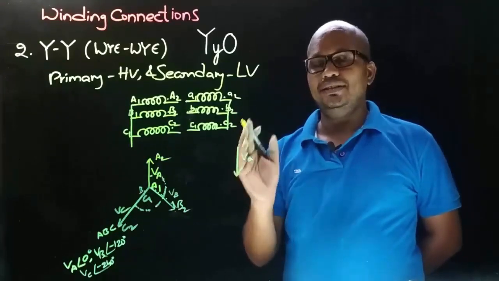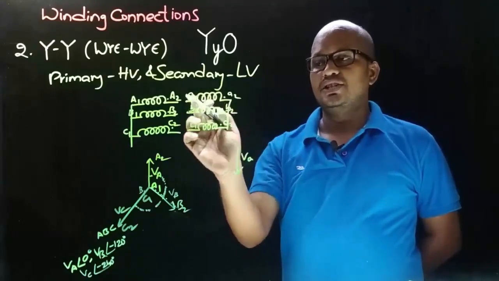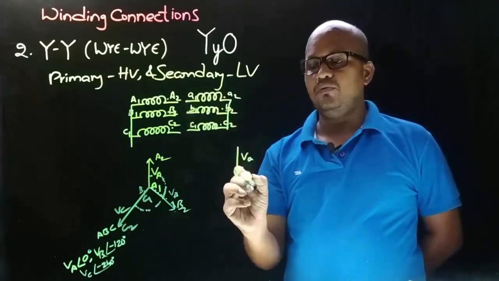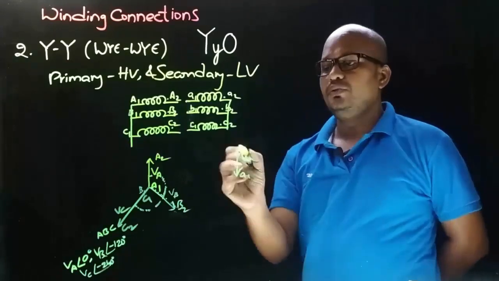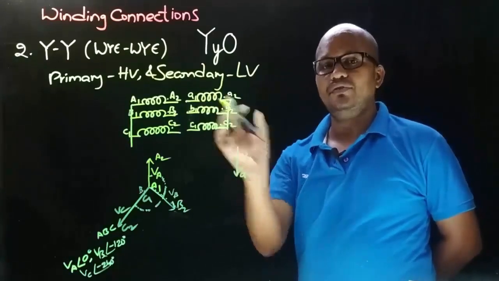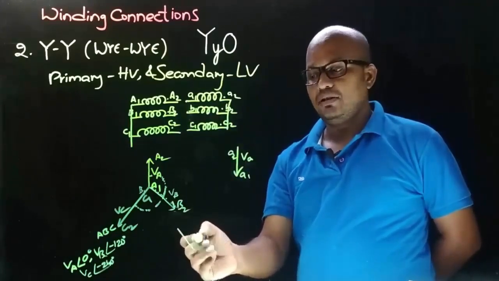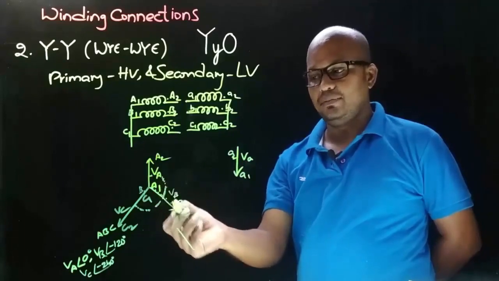And now we need to decide the terminals. So A1 and A2. As the connection is taken from A1, arrow will point towards A1. So this will be the A2 terminal. Now let's draw the secondary side VB phasor. First let's draw the secondary side VB phasor parallel to the primary side VB phasor.